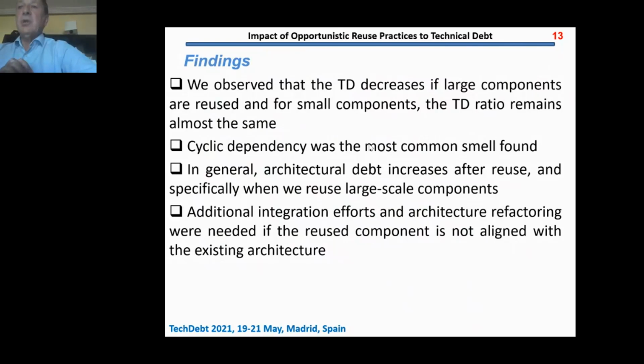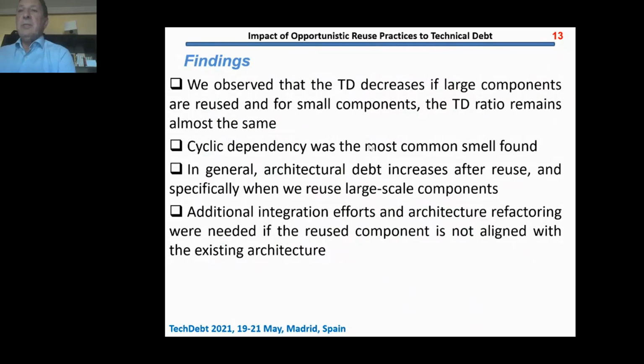Cyclic dependency was one of the most common smells found in the projects. And also in general, architectural debt tends to increase after reuse when the reused components are big.